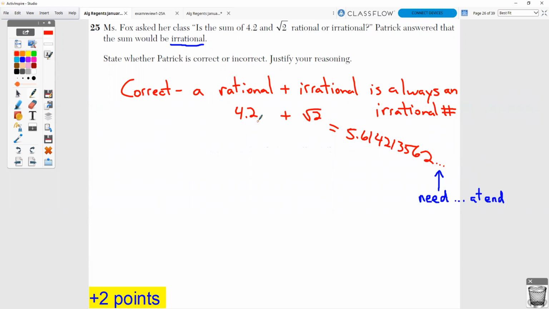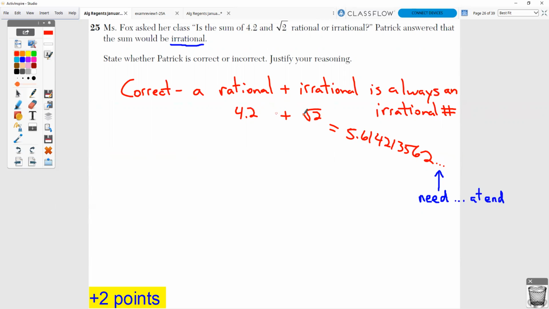When you type this into the calculator, 4.2 plus radical 2 is this big, long, ugly decimal. You need the dot, dot, dot at the end if you write it out like this and justify your reasoning by showing what the answer really is. Otherwise you're showing that the decimal stops, which would be a rational number, not an irrational number.